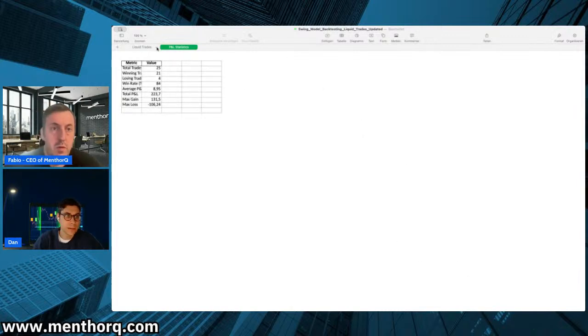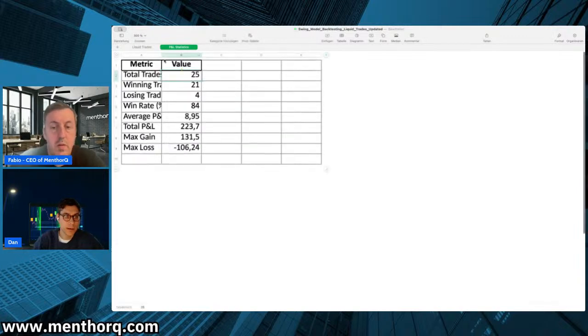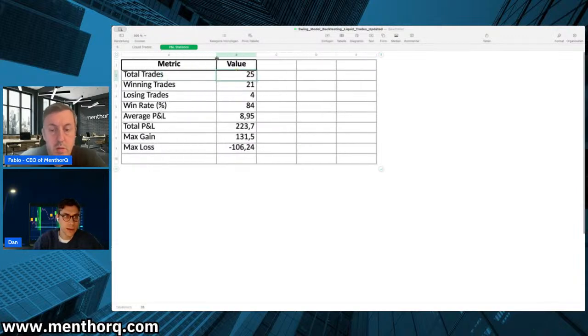Okay. What you see here is that we had 25 trades, and we will go into the trades. We had a win rate of 21 winning trades and 4 losing trades, which is amazing. So basically, this is the average profit and loss, the max gain. And you see a win rate of 84 percent, and these are really, really nice statistics.